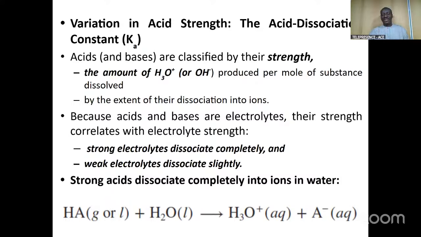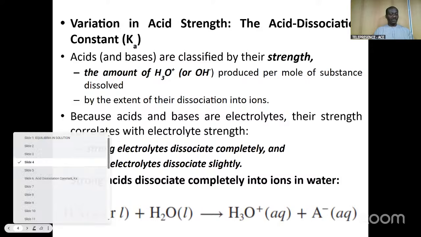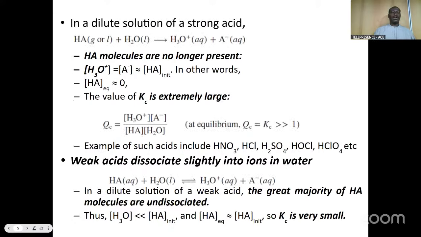Now, when an acid is a strong acid or a strong base, we represent that by a single arrow pointing towards the product. We are assuming there's a complete dissociation of the acid on the reactant side to give us the hydroxonium ion on the product side. So in dilute solution of a strong acid, this is what we have.